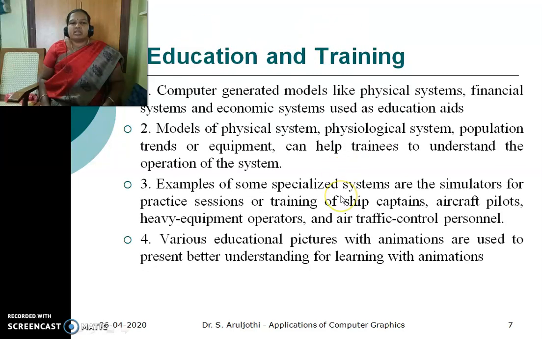Next one is education and training. In education and training, we can also use graphics for students in various applications. For example, computer-generated models like physical systems, financial systems, and economic systems are used as education aids. Models of physical system, physiological system, population trends, or equipment can help trainees to understand the operation of the system. Examples of some specialized systems are the simulators for practice sessions or training of ship captains, aircraft pilots, etc. Various educational pictures with animations are used to present better understanding for learning.